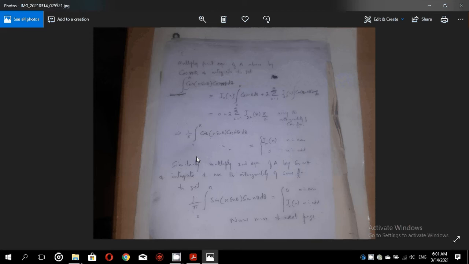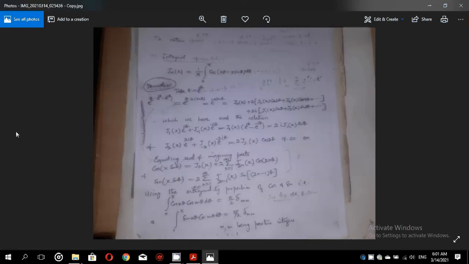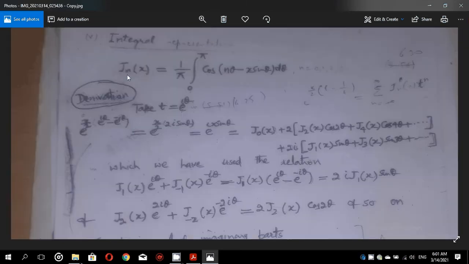Okay, so the integral representation of the Bessel's function is given by this expression: J_n(x) is equal to 1 over pi, integral from 0 to pi, cos(n theta minus x sine theta) d theta. We will prove this expression. In fact, we will derive this integral representation, and here is the derivation.